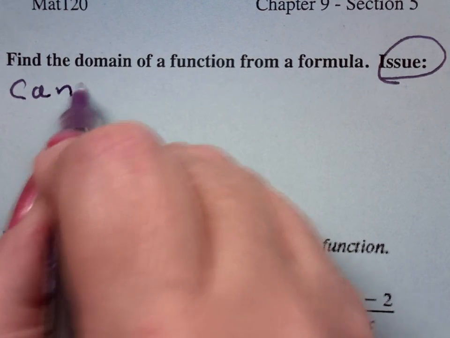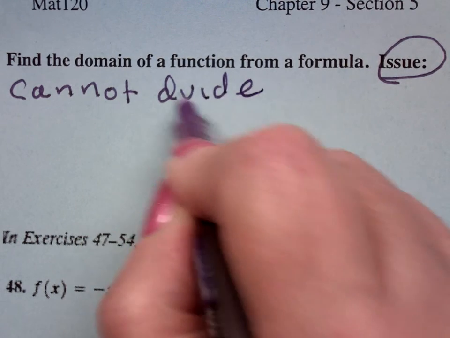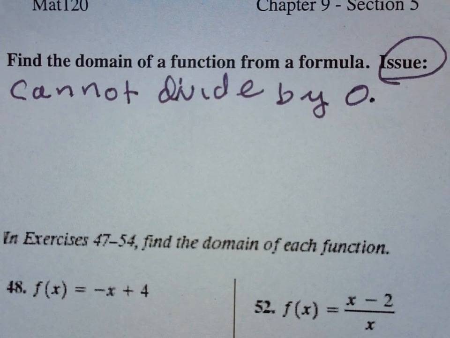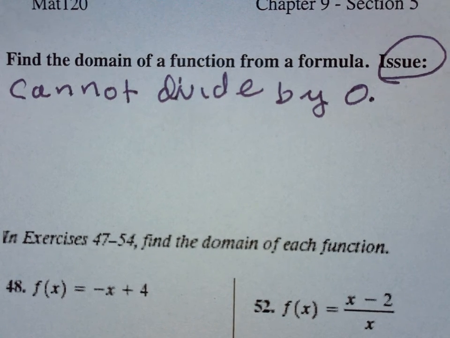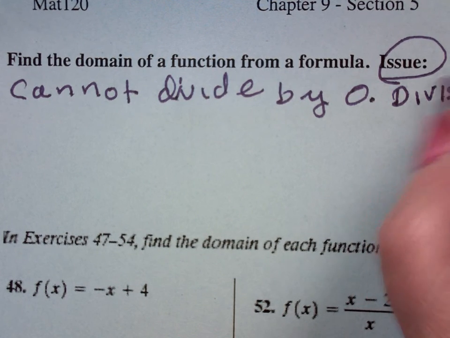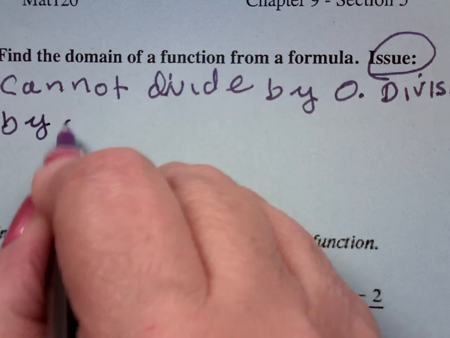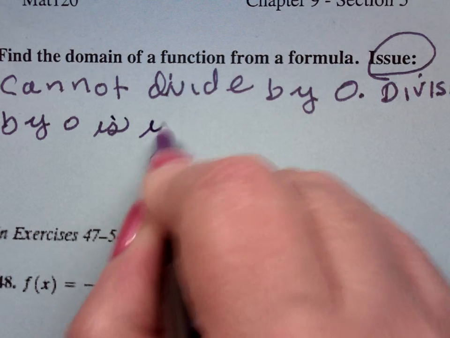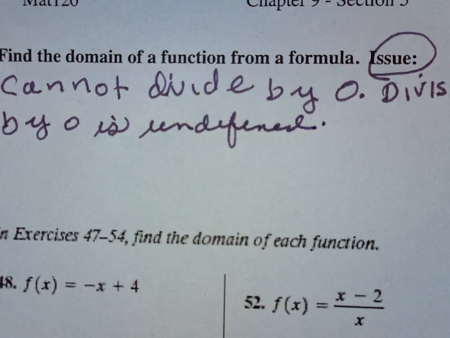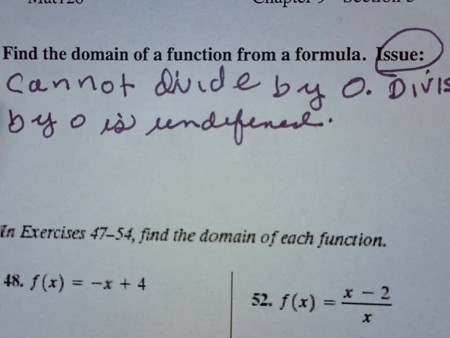cannot divide by 0. Division by 0 is undefined. And we're going to hit this over and over and over again, but this will be the first time we hit it here.